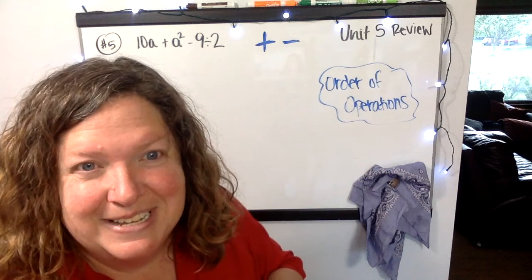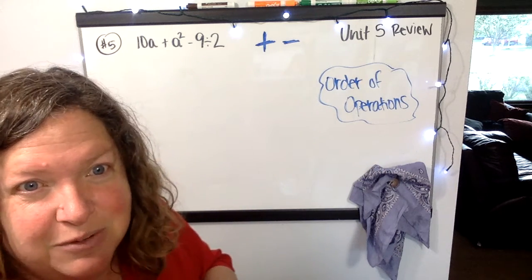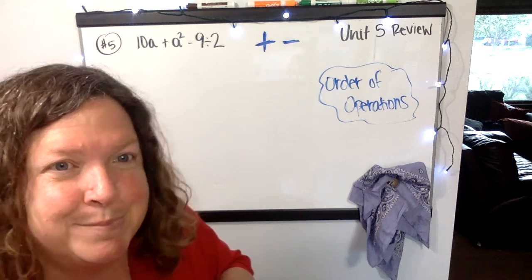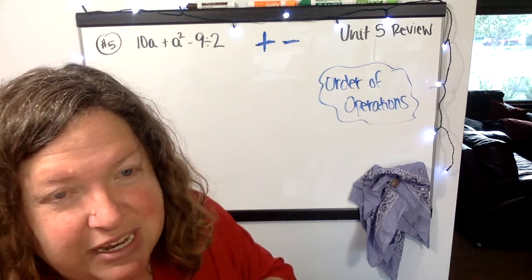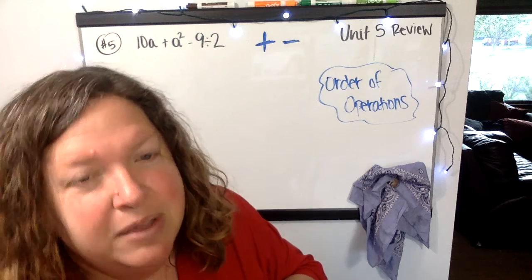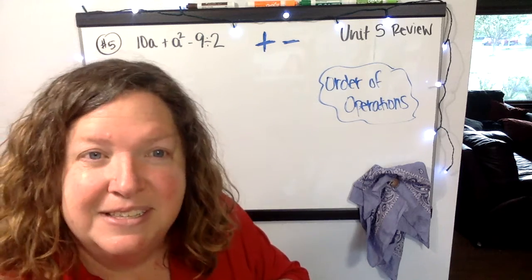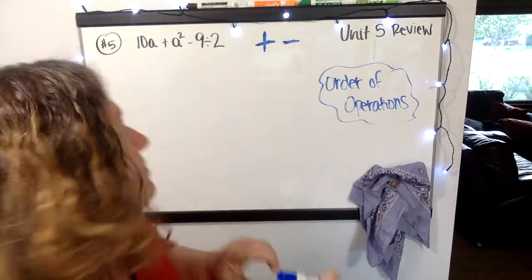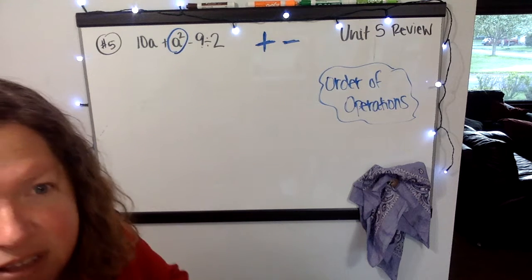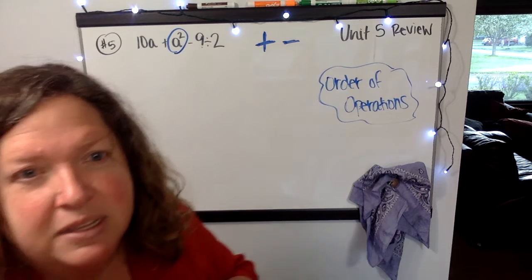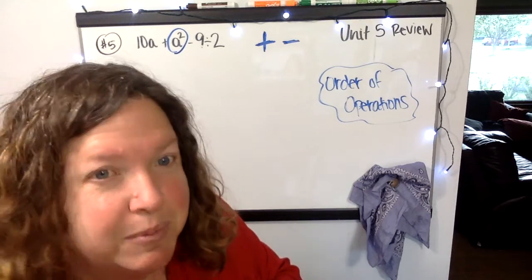So the first thing is parentheses. Do we have any parentheses that we need to think about? Not on this problem, but we always want to start with that. Even if we don't see any, we think to ourselves, okay, are there? Because that's the first thing. The next thing is exponents. Yep, there are. So we're going to circle that. A squared.